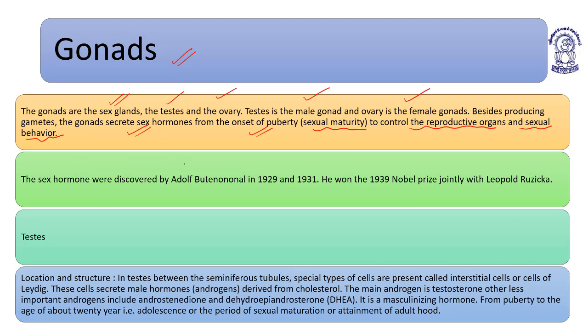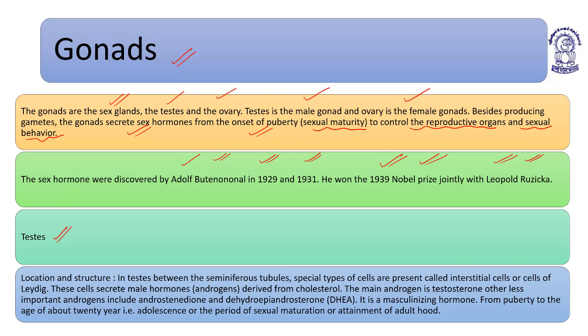The sex hormone was discovered by Adolphe Butenandt in 1929 and 1931. He won the Nobel Prize of 1939 jointly with Leopold Ruzicka.